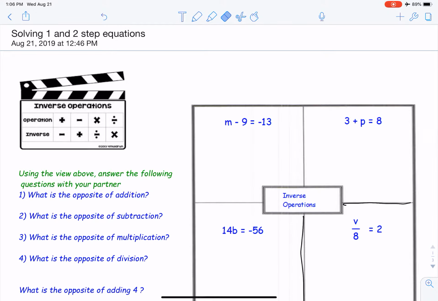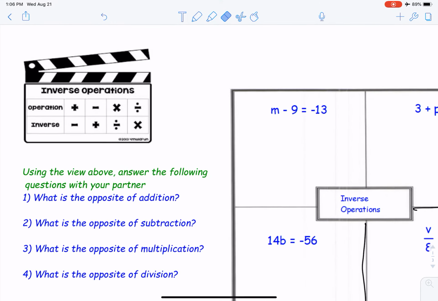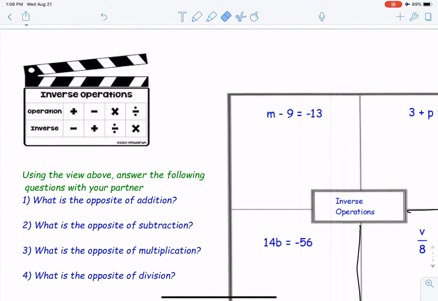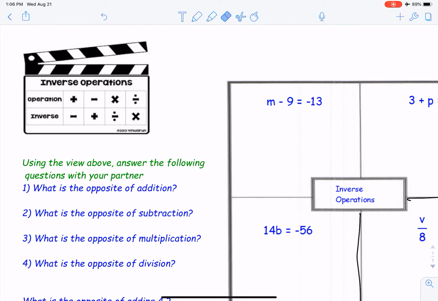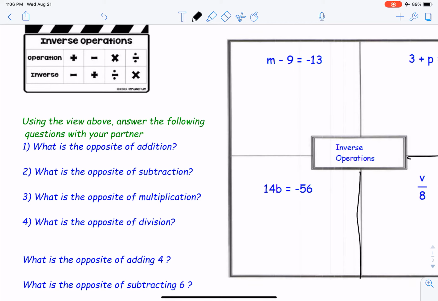All right, welcome students. We're going to be solving 1 and 2 step equations. To start off, we're going to talk about some terminology to get us ready for this lesson. On the left side, we're going to talk about inverse operations. So, the inverse you can think of as another word for the opposite.